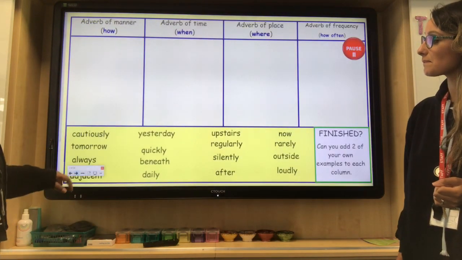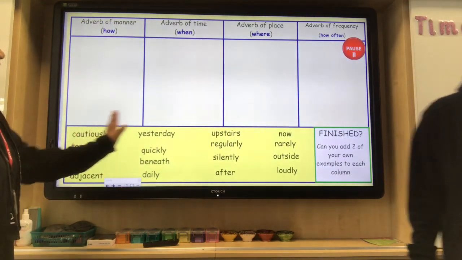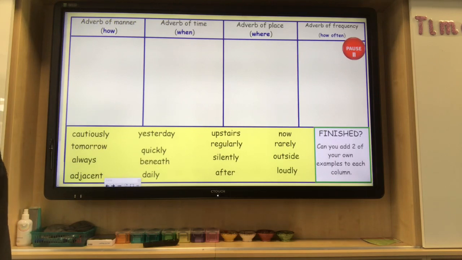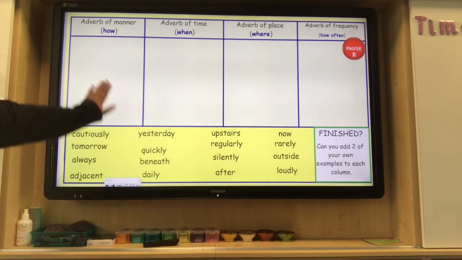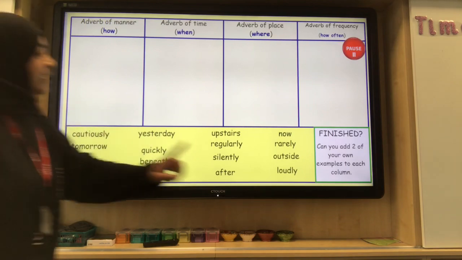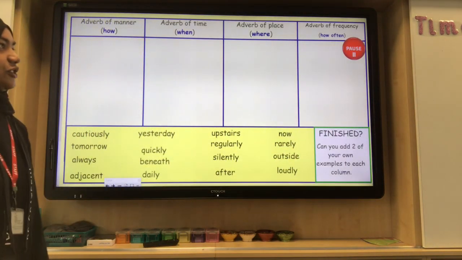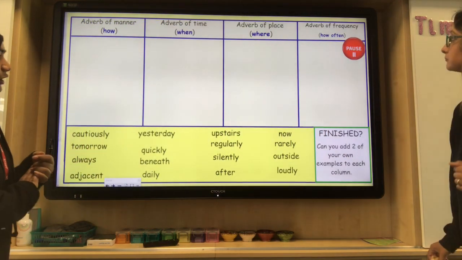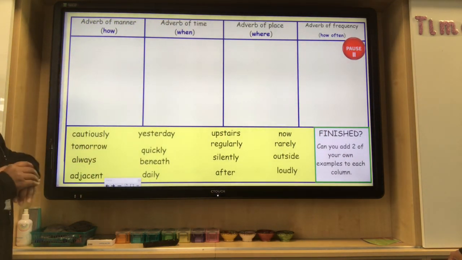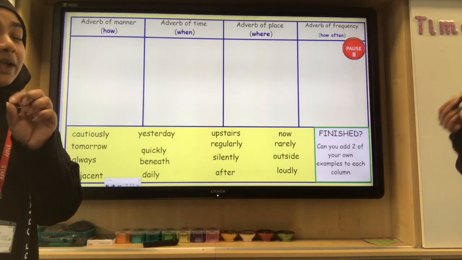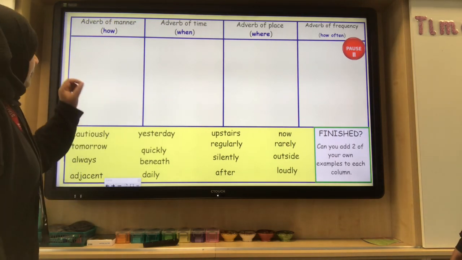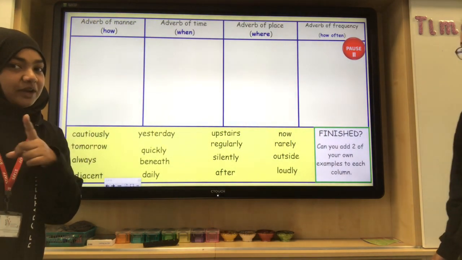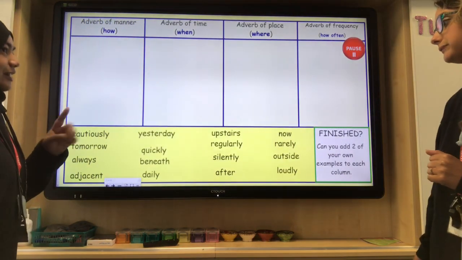So here, boys and girls, we have got a table with 16 different adverbs at the bottom. What you will need to do is organise these adverbs into the correct heading. And if you finish, can you add 2 of your own examples to each column? Remember, all these slides will be up on the website. So if you need to, pause the video here and have a go. So we've got adverb of manner, time, place, and frequency. I will give you a quick top tip. It doesn't always work, but adverbs of manner usually end in ly, okay? But so do other adverbs, so do not be mistaken. So have a go.